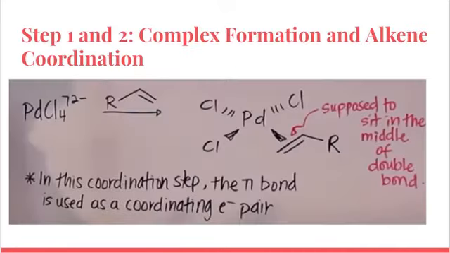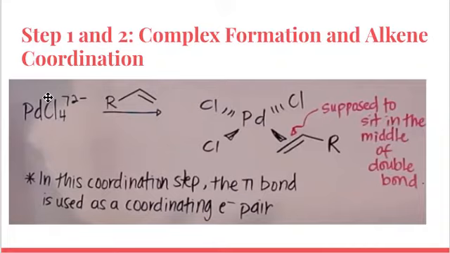So the first step would be complex formation. And it's not shown here, but complex formation is basically taking PdCl2 and adding 2 more chloride molecules to it, so you get PdCl4, which is easy enough to understand.